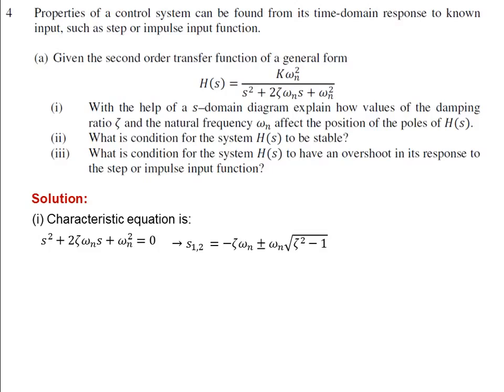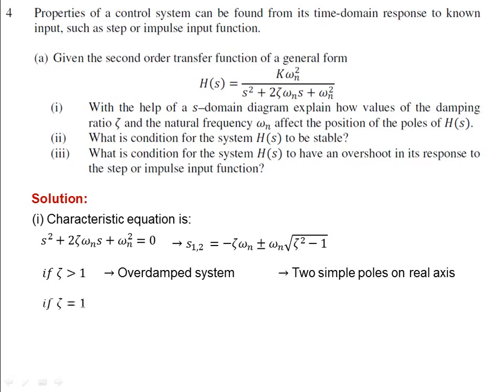Based on the value of zeta, we have different types of system. Let's first assume that the damping ratio is bigger than 1. If the damping ratio is bigger than 1, such a system is known as an overdamped system. In an overdamped system, minus zeta omega n is real, and since zeta squared is bigger than 1, we have real roots here. So we have two simple poles on the real axis.